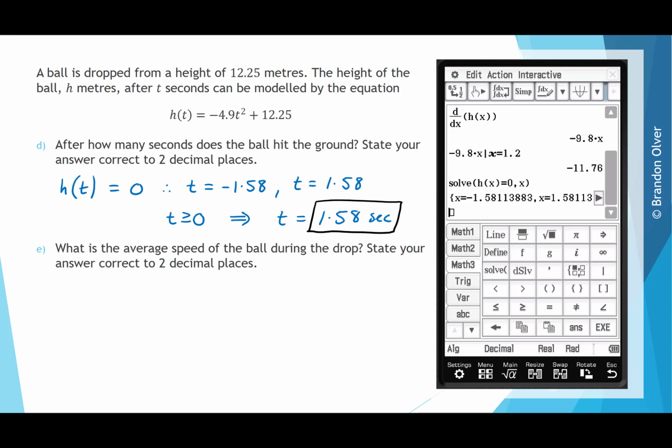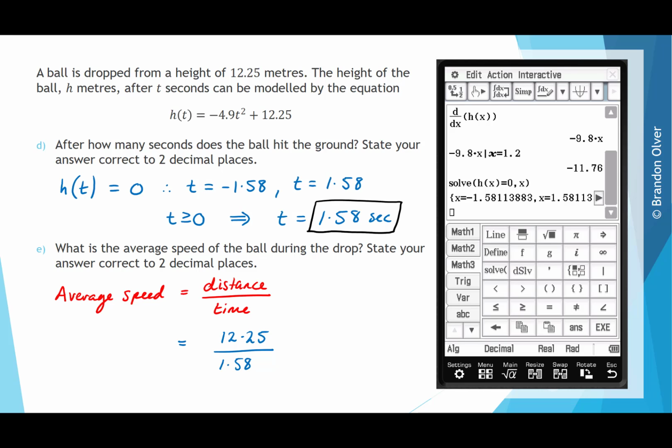For part E, we're asked what is the average speed of the ball during the drop, and once again we want to state our answer correct to 2 decimal places. So we need to remember that the average speed is equal to the distance travelled divided by the time taken to travel that distance. So for this particular question, the distance travelled is going to be 12.25 meters because that's how high the ball is above the ground, divided by the time taken, which is 1.58 seconds. However, we will use an exact answer when performing this calculation on the calculator.